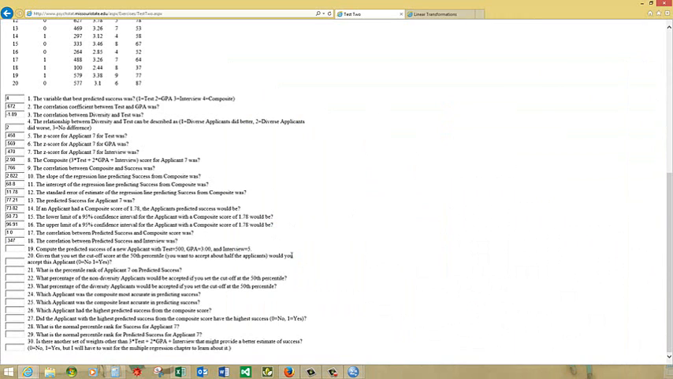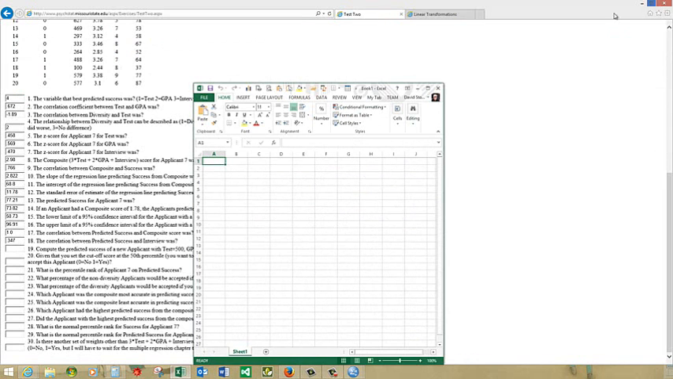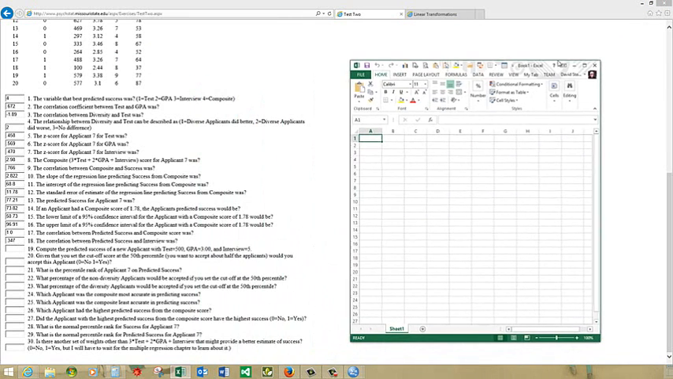Compute the predicted success of a new applicant with a test of 500, GPA of 3, and interview of 5. Okay, well this one's going to be a little bit more difficult. And here's where I'm going to use Excel. I could just use my calculator, but we'll go in with Excel. We'll put X, and this would be the mean, and we'll put standard deviation, and make this our z-score.